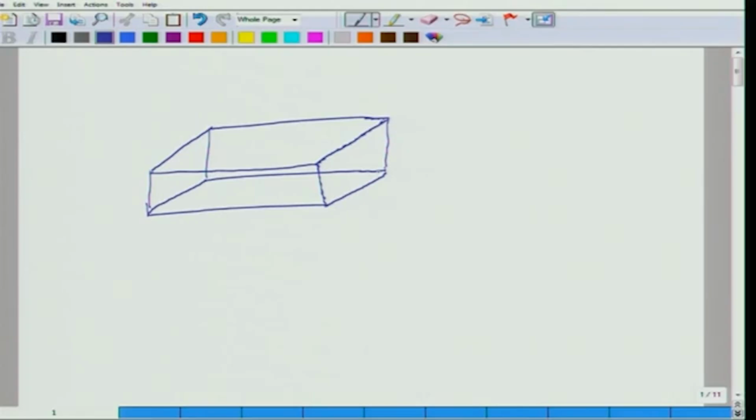Okay. So these are my three axes. This is my x-axis, this is my y-axis, and that's the z-axis. Let's say the coordinate of this particular point is x, the coordinate of this particular point is x plus delta x, and this cross sectional area is A.